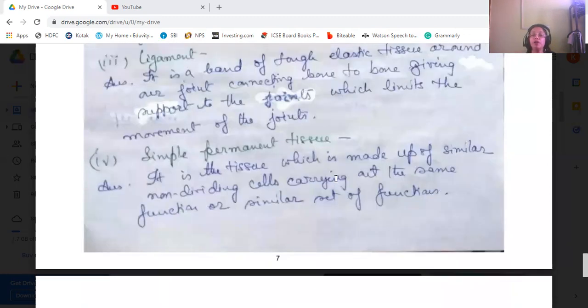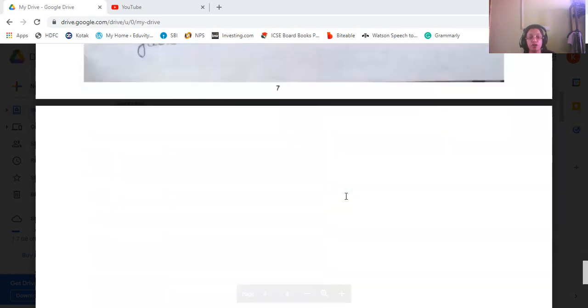Then simple permanent tissue. It is tissue made up of similar non-dividing cells carrying out the same function or a similar set of functions. Simple permanent tissue is made up of what? Similar non-dividing cells. As we know, permanent cells do not divide, so they have similar non-dividing cells which carry out the same or a similar set of functions.